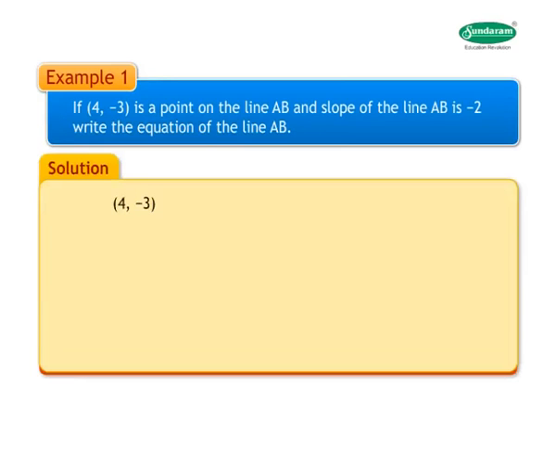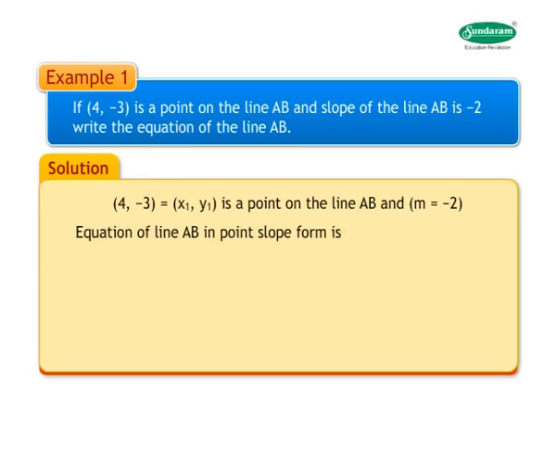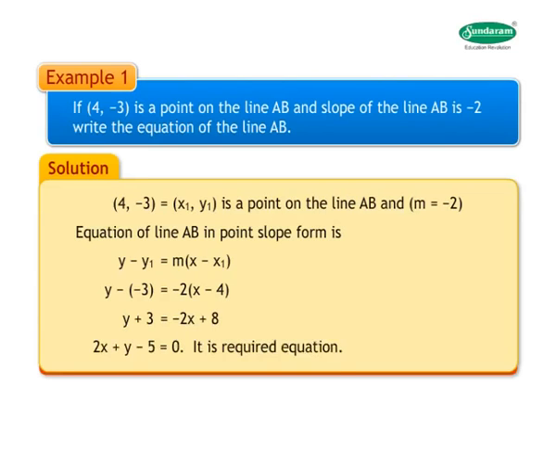Solution: 4, minus 3 is equal to x1, y1 is a point on the line AB and m is equal to minus 2. Equation of line AB in point slope form is y minus y1 is equal to m into (x minus x1). Y minus (minus 3) is equal to minus 2 into (x minus 4). Y plus 3 is equal to minus 2x plus 8. 2x plus y minus 5 is equal to 0. It is the required equation.